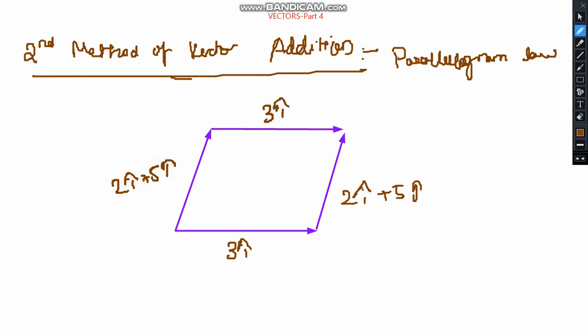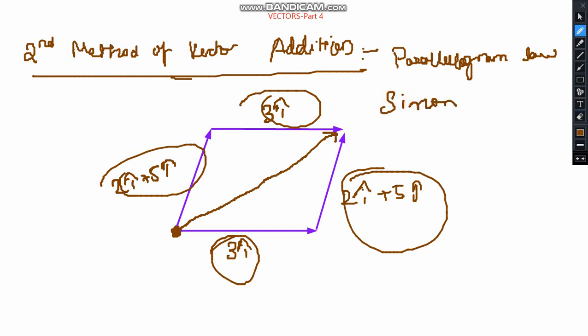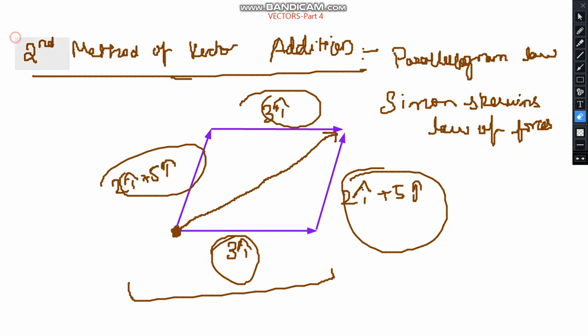Then you may ask, what is the resultant vector, teacher? Basically the resultant vector goes from where both tails start to where both heads meet. This is the resultant vector, which is a vector plus b vector. You may think this law is useless because we already have the triangle law. Even I think the same. But Simon Stevin used this method for the law of forces, for some force calculations. That's the reason why the parallelogram law is used. Otherwise, you can use the vector addition formula. There is also another law which is called the polygon law.